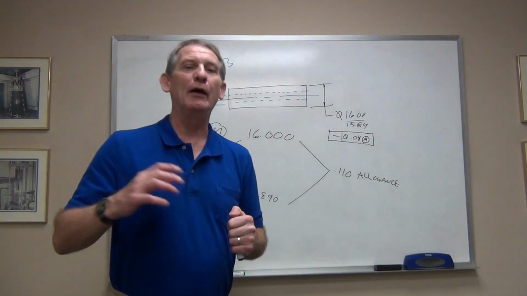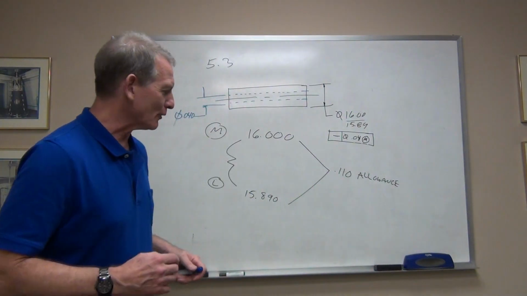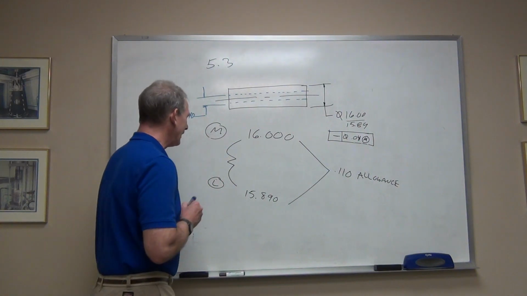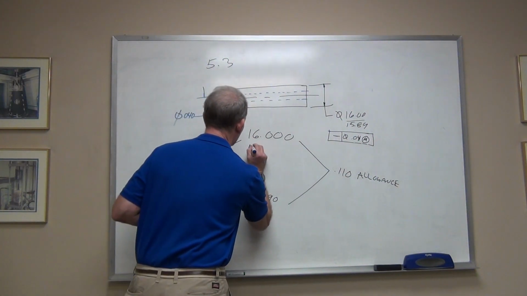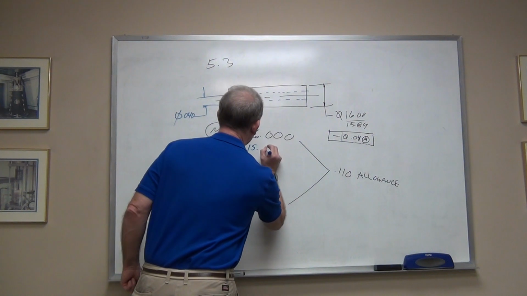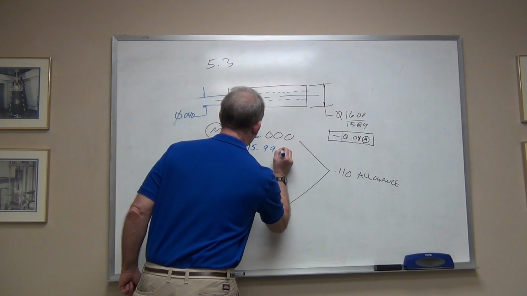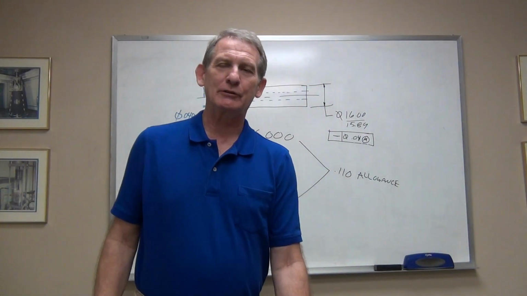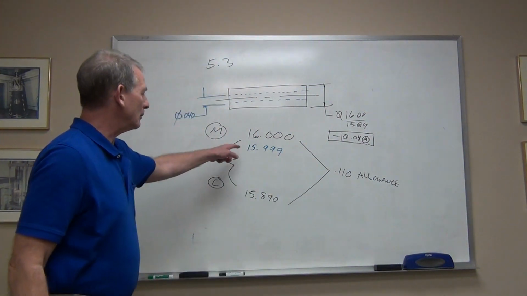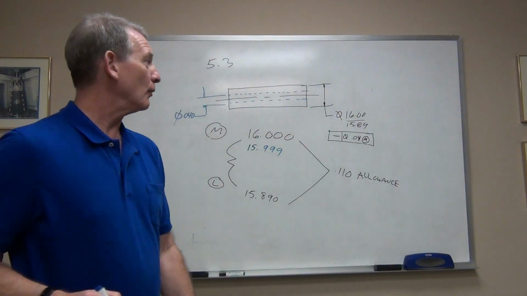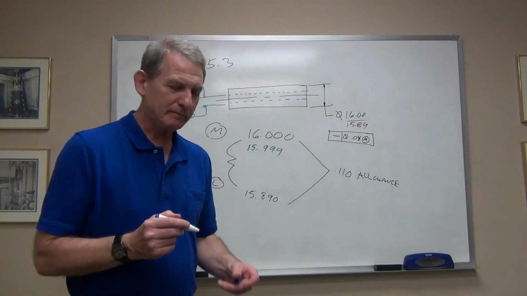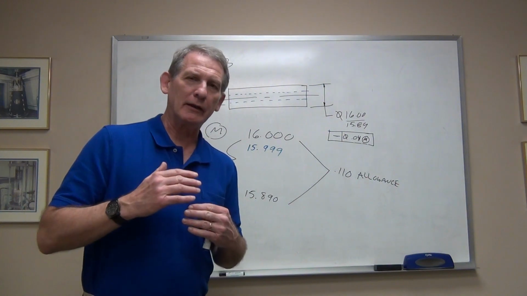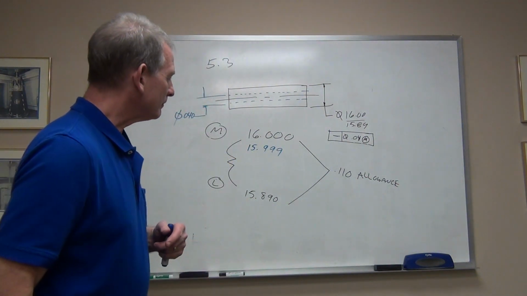Let's make another shaft, and let's make sure that we don't hit it right at maximum material condition. Let's take it down 1/1000th of an inch in diameter. So the next shaft that we make is at 15.999. It's 1/1000th of an inch smaller than its maximum material condition.